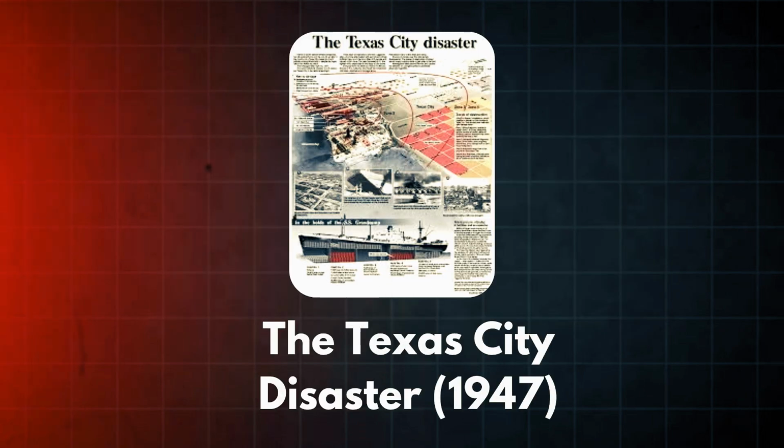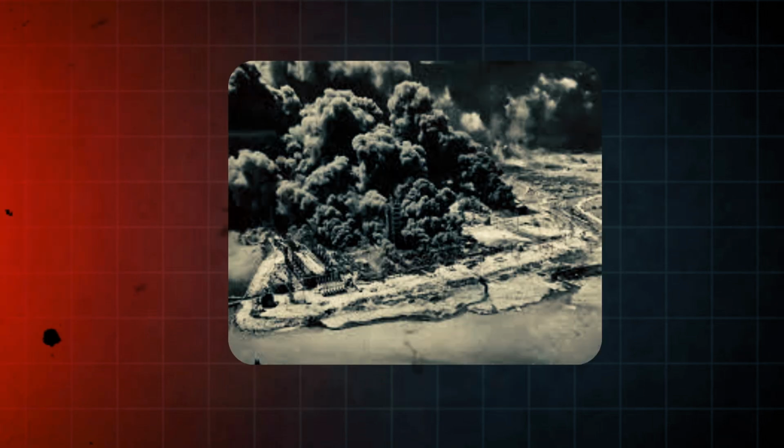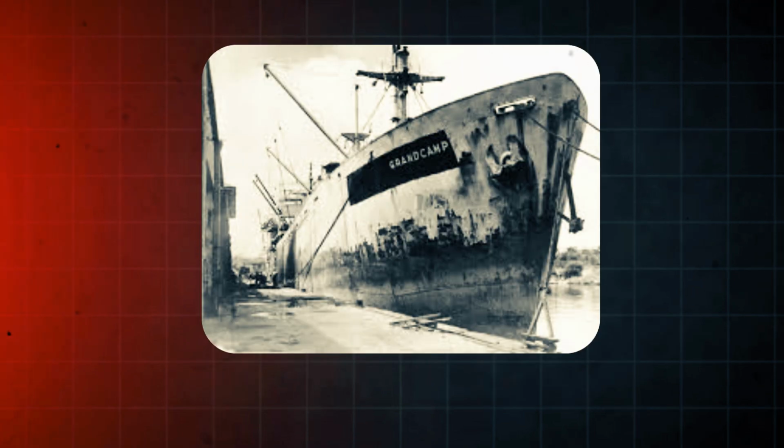The Texas City disaster, 1947. In April 1947, the port of Texas City, Texas, became the site of one of the largest industrial accidents in U.S. history when a cargo ship carrying ammonium nitrate exploded. The French-registered SS Grand Camp, loaded with ammonium nitrate fertilizer, caught fire. Attempts to extinguish the blaze failed.